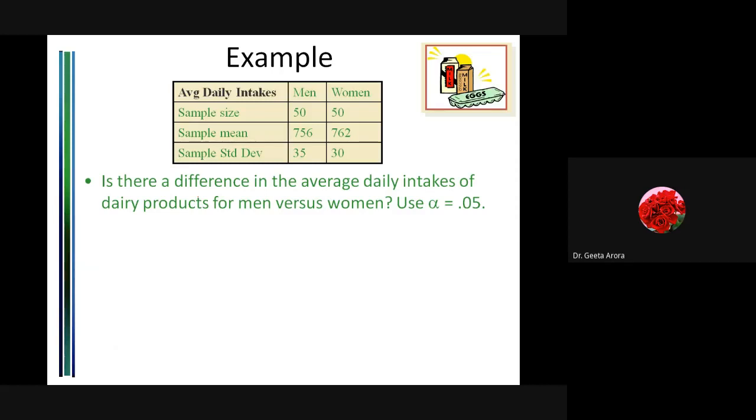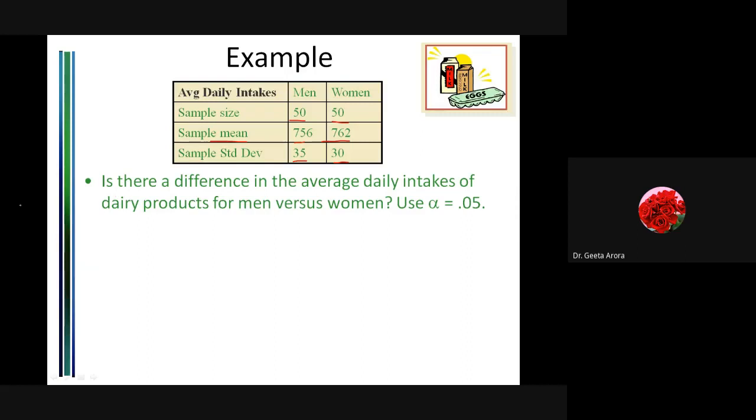We have an example given for the average daily intake of dairy products by men and women. We have taken a sample of 50 men and 50 women. We are looking at the sample mean, meaning how much daily intake there is for men and women, and the sample standard deviation, meaning how much they differ from the mean value.